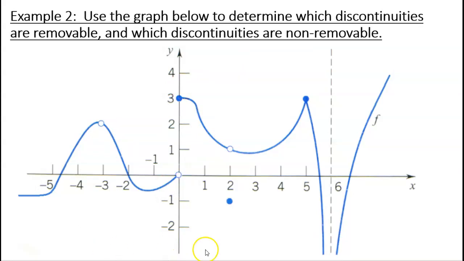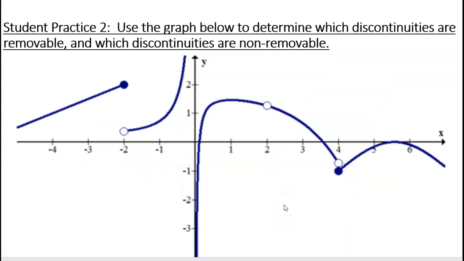Anyway, there's that. So I want you guys to go through here, and I want you guys to identify all the discontinuities and also identify which ones are removable and which ones are not. All right? Pause the video, and when you unpause it, you'll see the solution.